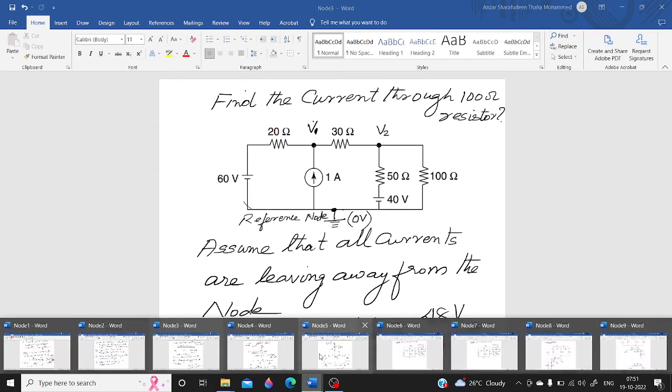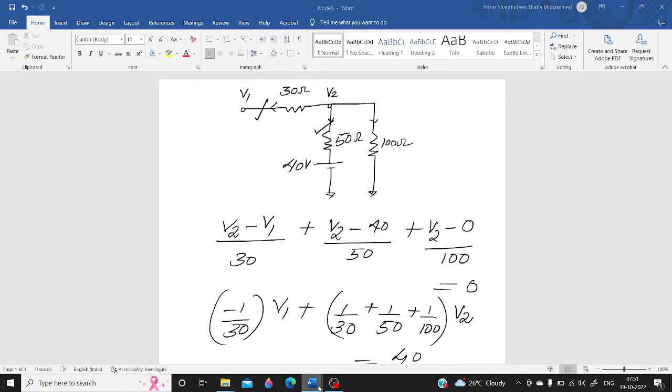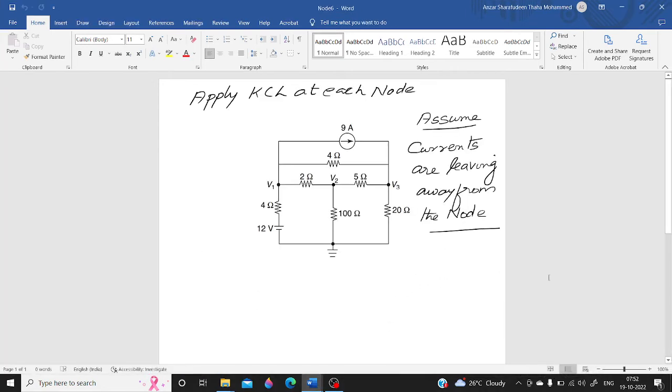And now let us consider another problem. Let me consider this problem. You are given a network like this. I have assumed that the node points are also given. If it is not given, you have to identify the node points.